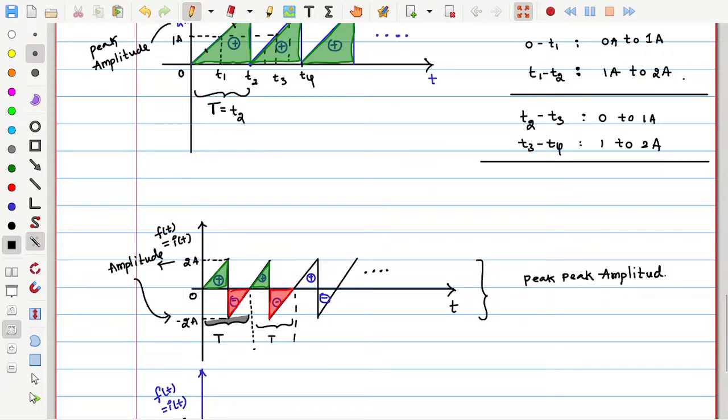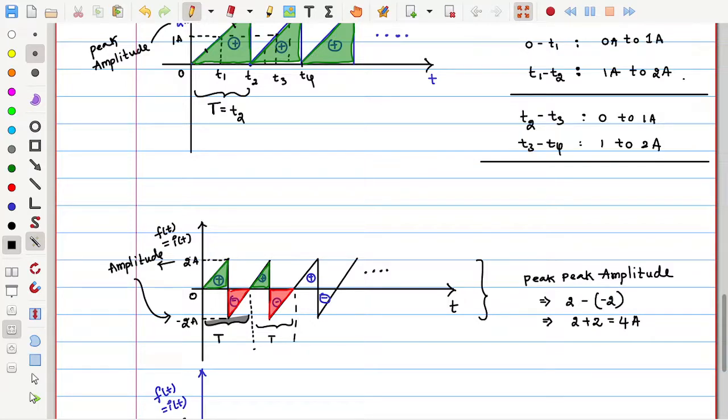How much is this peak to peak amplitude? Can you tell me? This is equal to positive peak amplitude, which is 2, minus the negative peak amplitude, which is minus 2. So the peak to peak amplitude is 2 plus 2, which is 4 amperes. It is referred to as peak to peak amplitude, meaning positive peak to negative peak.